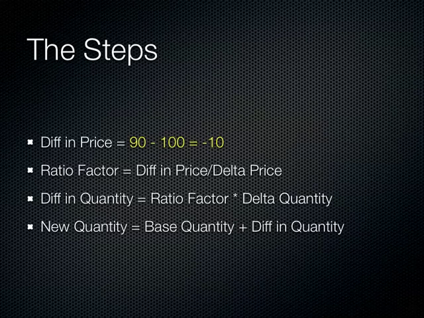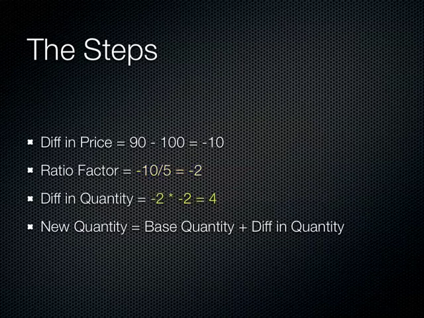Then we need to figure out the ratio factor. The ratio factor is the difference in price divided by the delta price. So the difference in price is negative 10. The delta price was 5, because remember, for every $5 increase in price, there was a 2-unit decrease in sales. Then, to figure out the difference in quantity, the ratio factor, which we just figured was negative 2, times delta quantity, which was negative 2, because there was a 2-unit decrease. Negative 2 times negative 2 gives us 4.